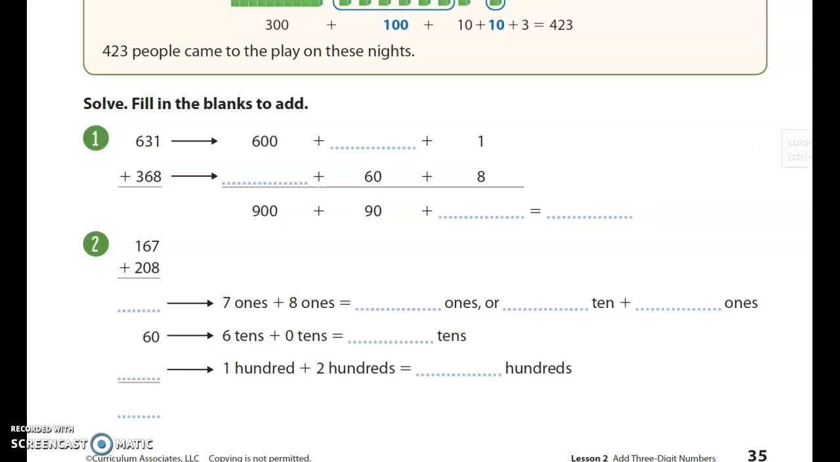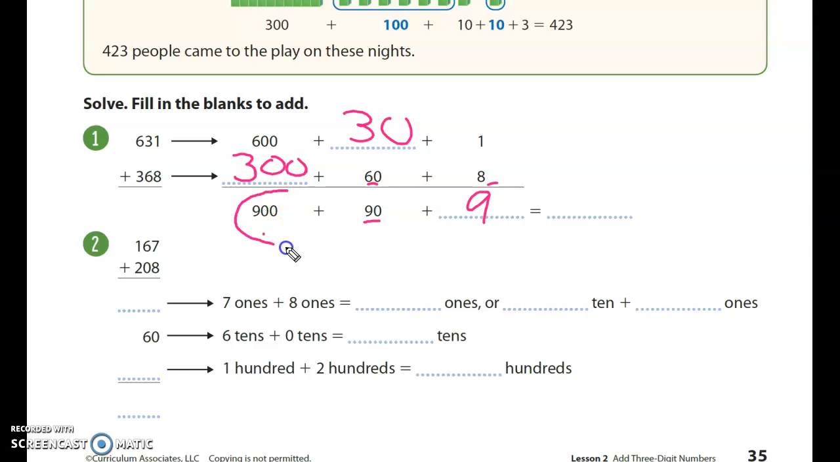And then here, they want you to solve by filling in the blanks and then adding. What form is this with the zeros and the plus signs? Expanded, yes, very nice. Okay, so if I'm right, 631 in expanded form, I get 600 plus 30 plus 1, yes. 368 in expanded form, I have what's first? 300 plus 60 plus 8. And then I just add up, down, right? Okay, what's 1 plus 8? 9. And then 30 plus 60 is 90, which they have that already. And 600 plus 300 is 900.